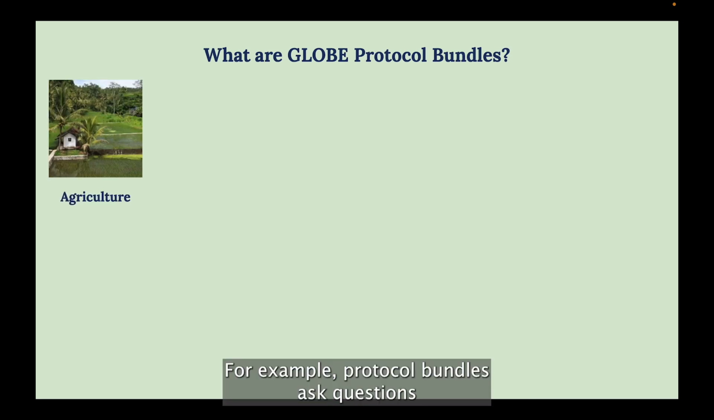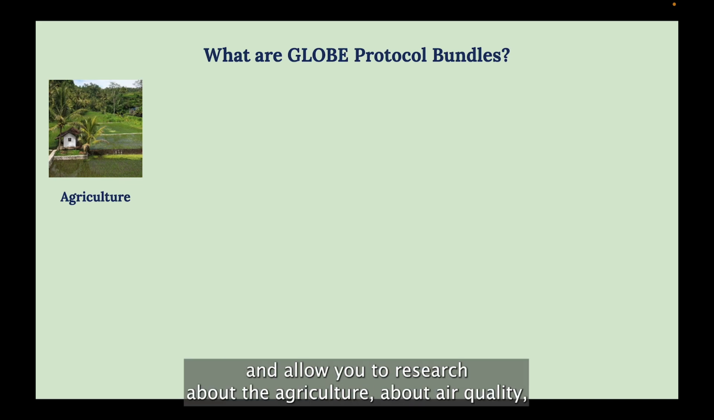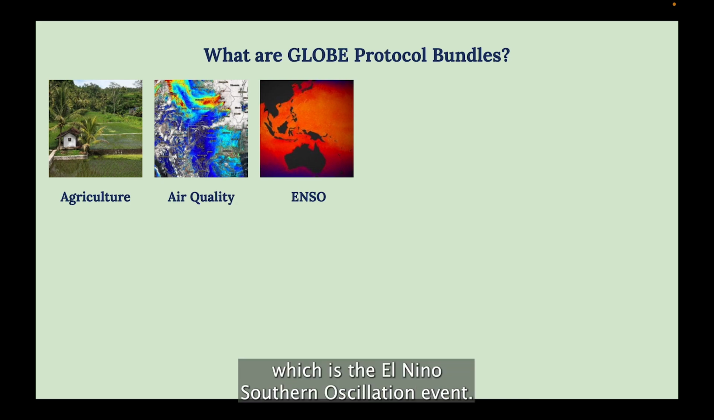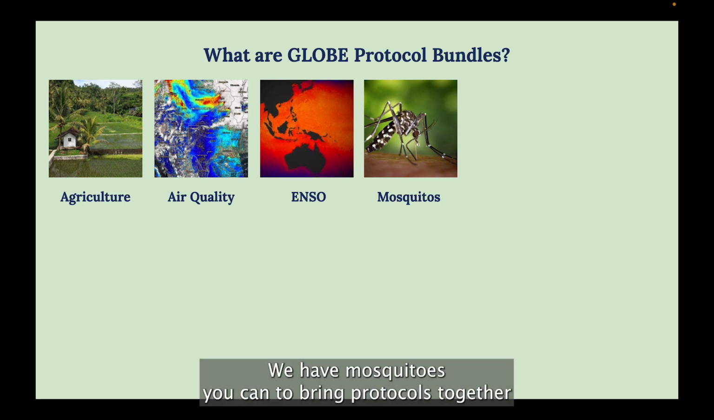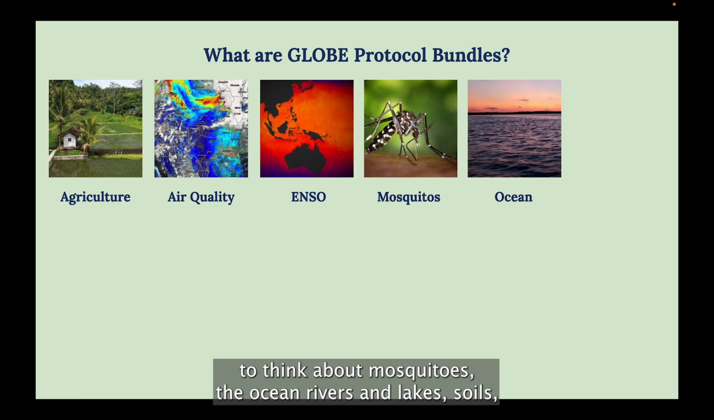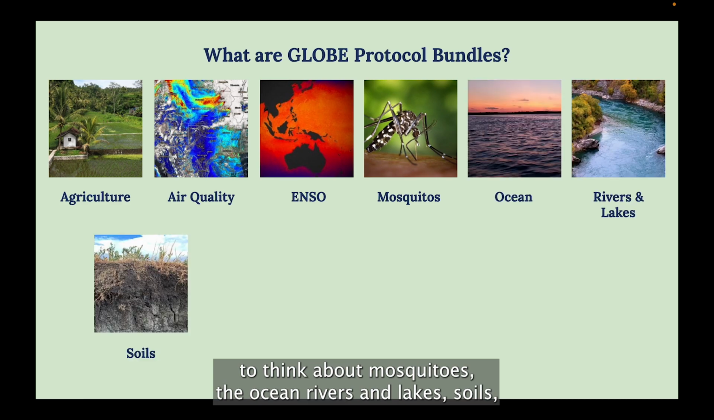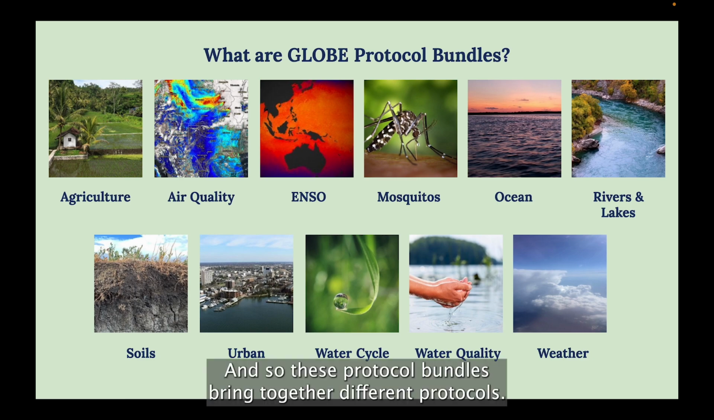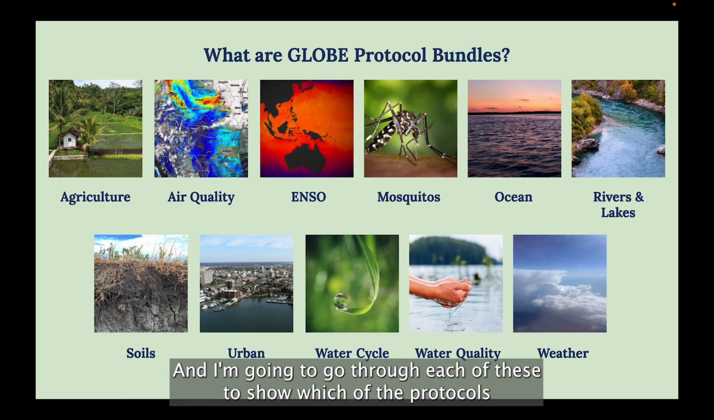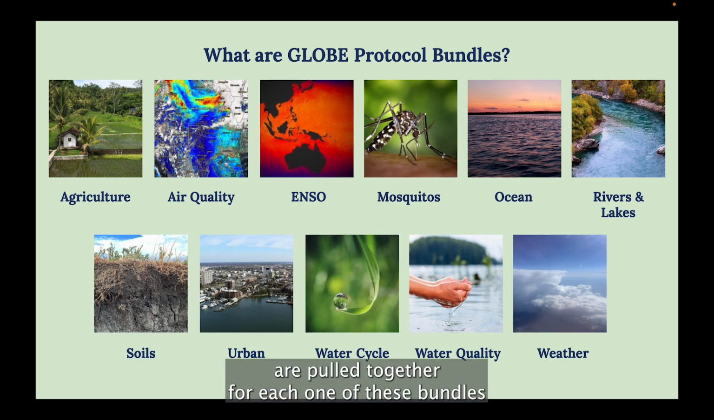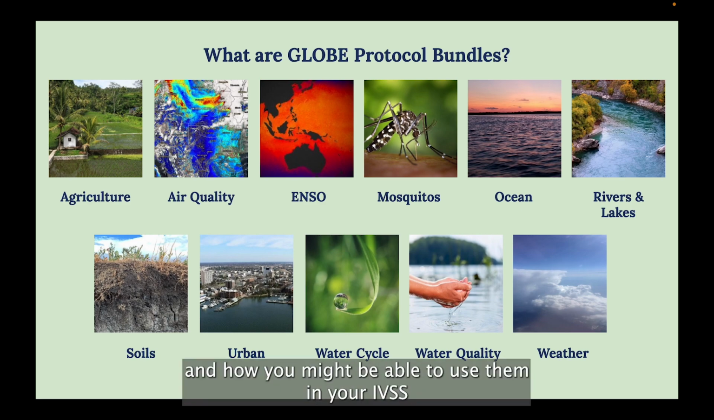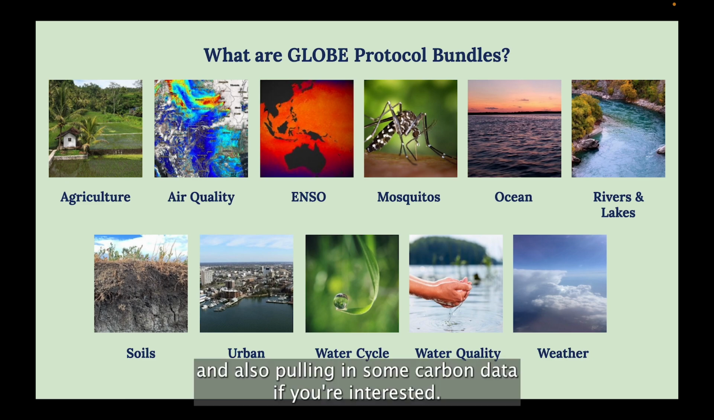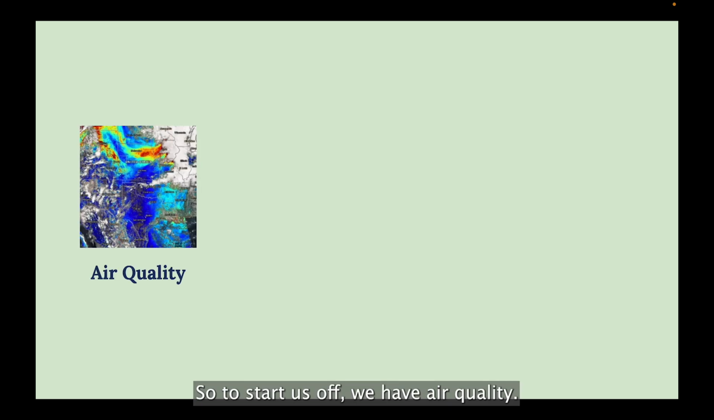For example, protocol bundles ask questions and allow you to research about agriculture, about air quality, about ENSO, which is coming this year, which is the El Nino Southern Oscillation event. We have mosquitoes, to bring protocols together to think about mosquitoes, the ocean, rivers and lakes, soils, the urban environment, the water cycle, water quality, and lastly, weather. And so these protocol bundles bring together different protocols, and I'm going to go through each of these to show which of the protocols are pulled together for each one of these bundles and how you might be able to use them in your IVSS research, specifically in connecting to understanding your local climate and also pulling in some carbon data if you're interested. So to start us off, we have air quality.